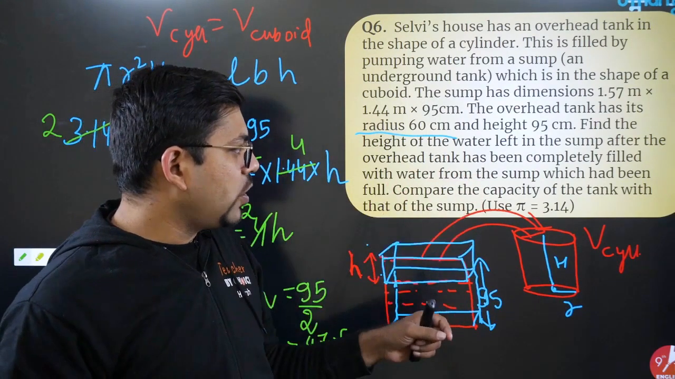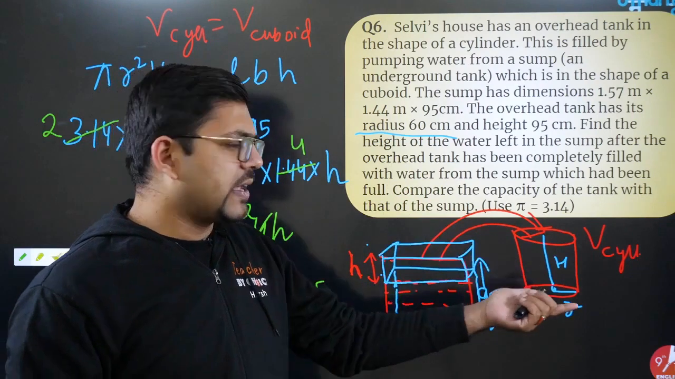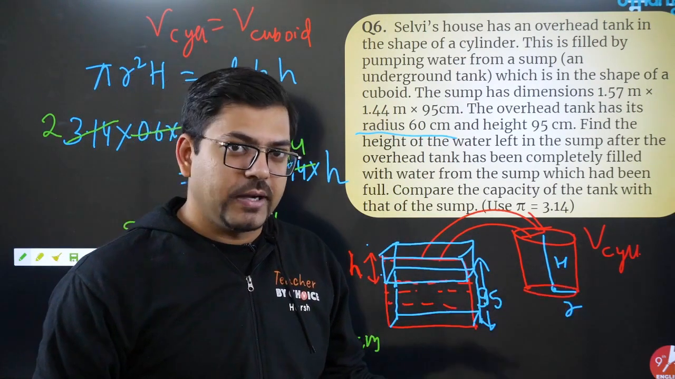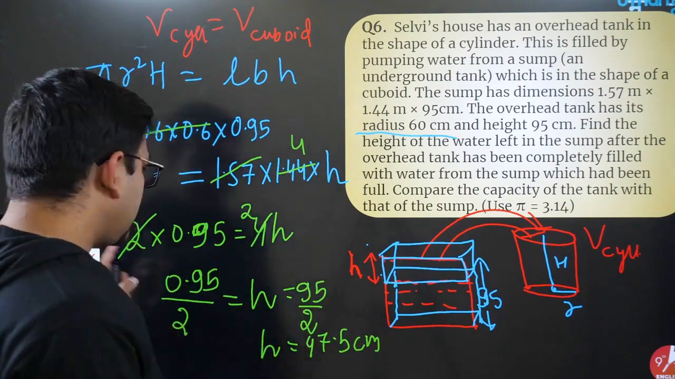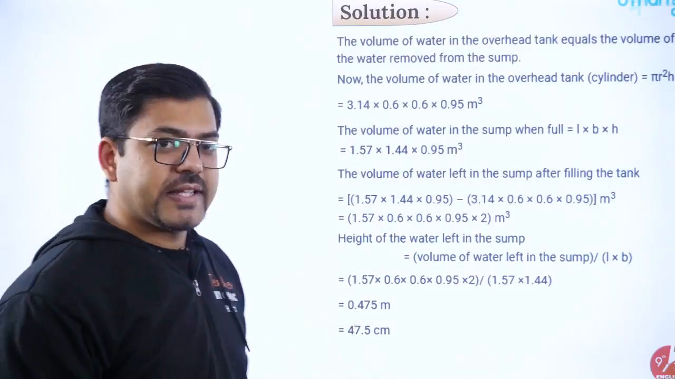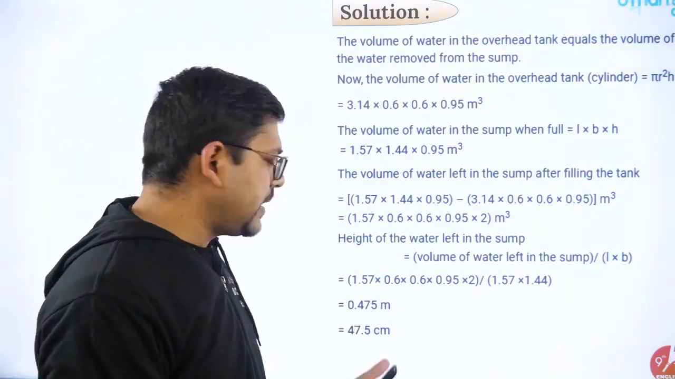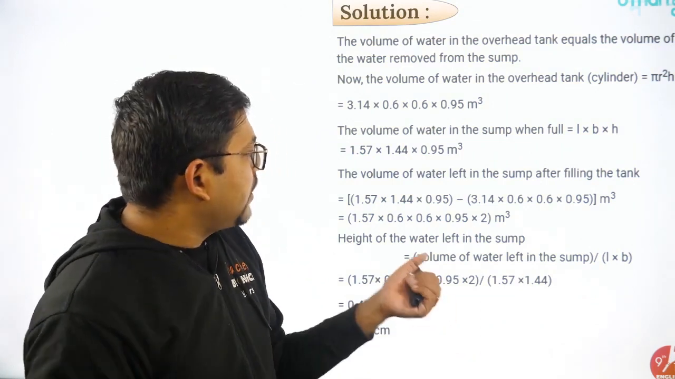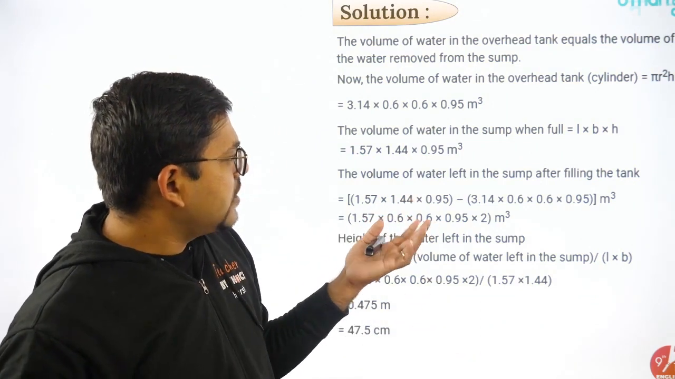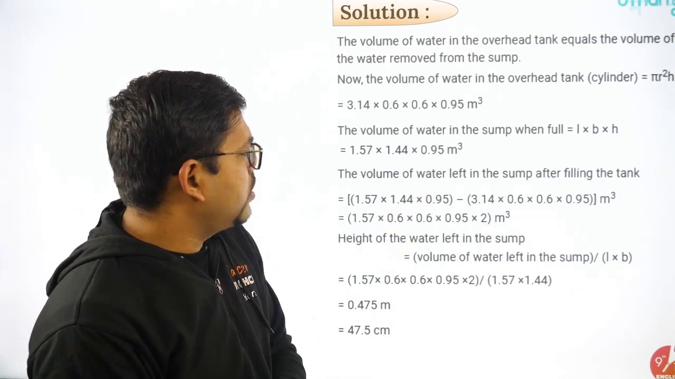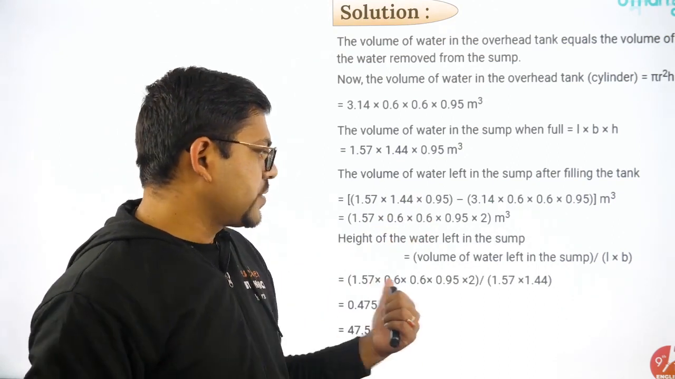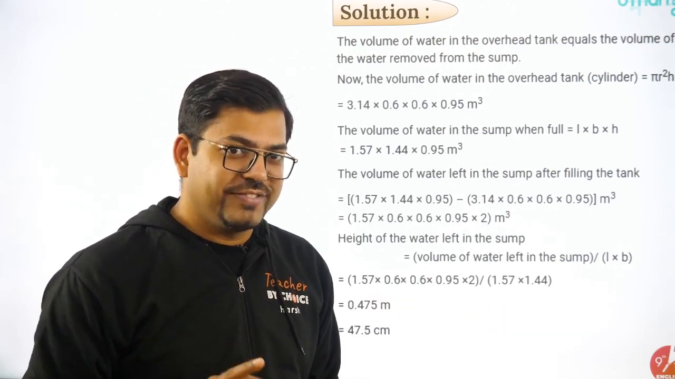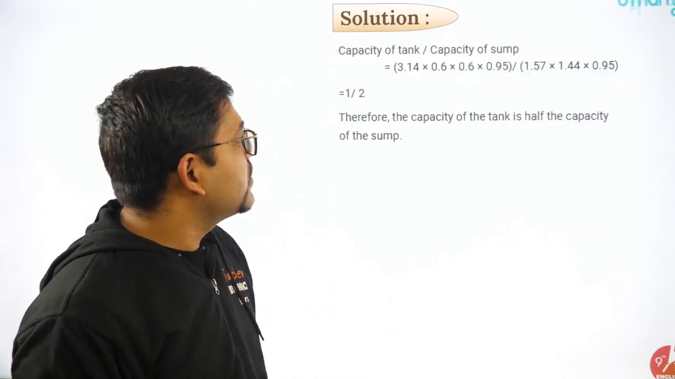So compare the capacity of the tank with that of sump. Obviously you can find out the volume of both the tank and sump separately. That's not a big deal. So h is equal to 47.5 centimeter, or 0.475 meters, whatever. Again, the same method, they have taken like minus. I don't think that any minus was required, so not required here, by the way. So this was an easy method. Only the calculations were looking tough, but they were not tough. Chalo, moving on to the next question.